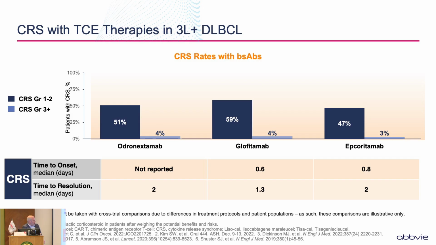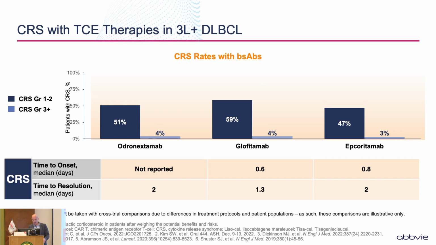you only see the grade 3 or 4 events in a very small proportion of patients. So you're only needing to involve ITU in a single-figure percentage of your patients on bispecific antibodies. And in fact, with the epcoritamab study, there were no grade 4 CRS events in the entire study of over 100 patients.